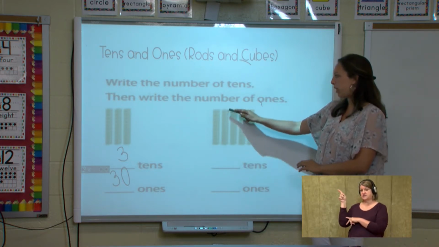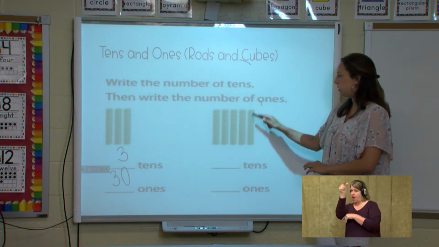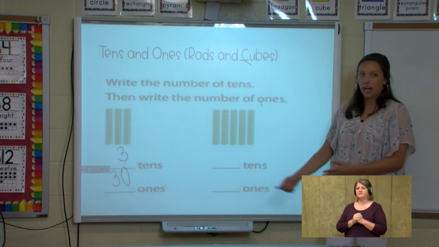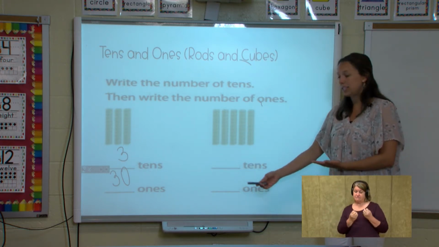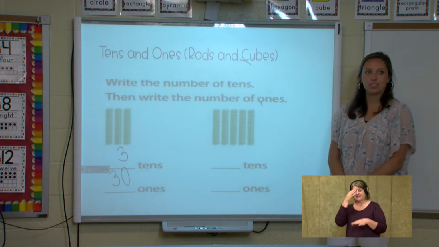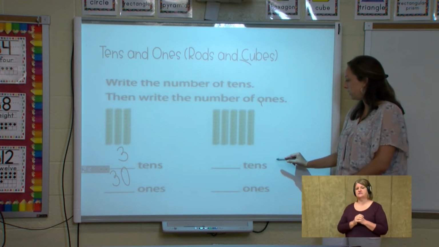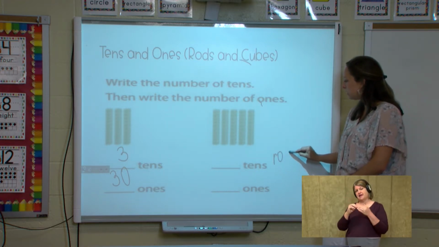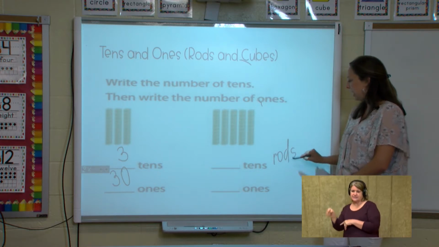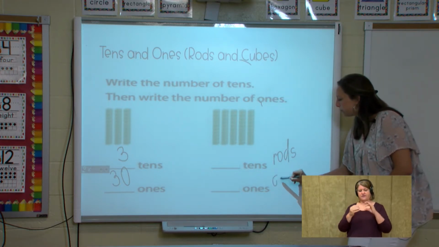Look at the number of rods we have. Decide your number of tens and then decide the number of ones. Or decide the number of rods and decide the number of cubes.